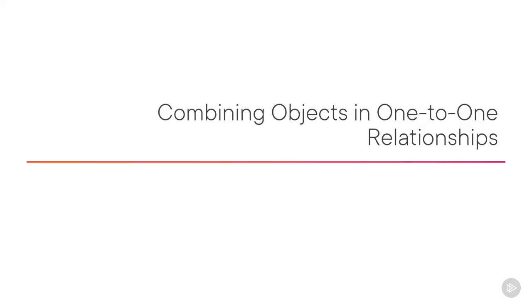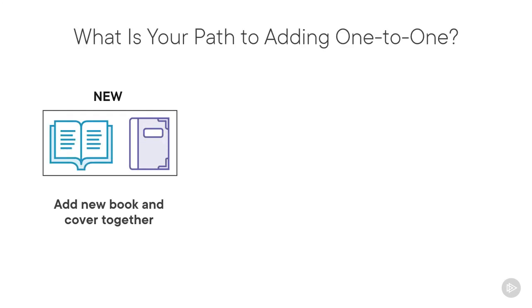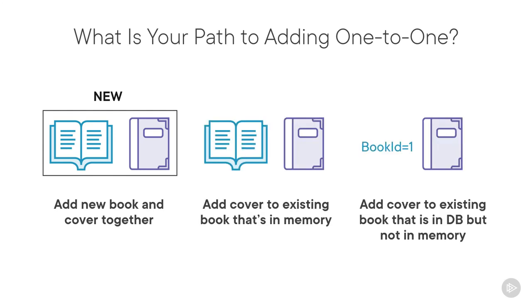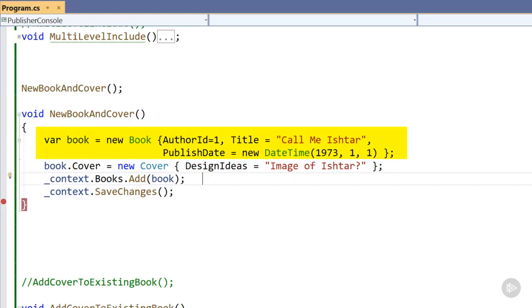Now let's begin to build up one-to-one relationships between covers and books. As with the other relationship types, adding a one-to-one relationship could have different meanings. You could be adding both ends of the relationship all at once. So in this first method, I've created a new book with a new cover, and remember, we also have to identify which author is writing this book.